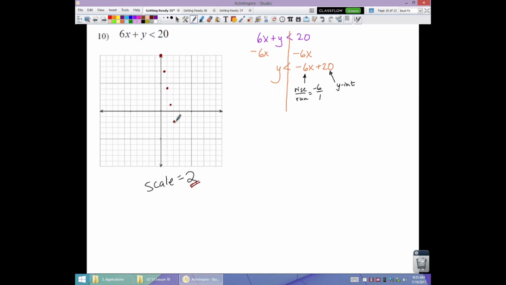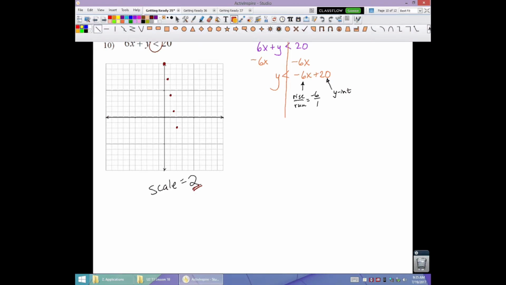This line should not be solid. This is just a less than sign. So I will need the dashed or dotted line.